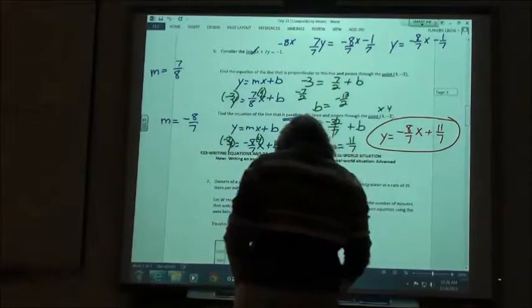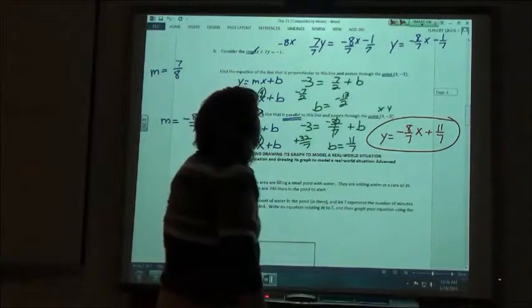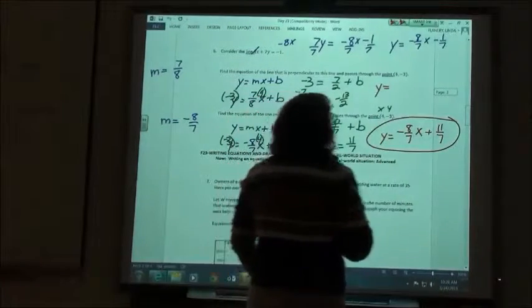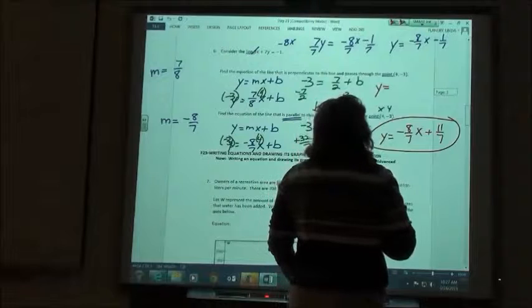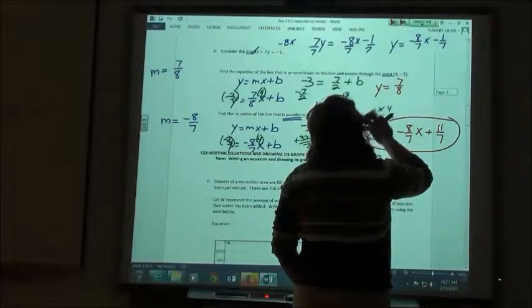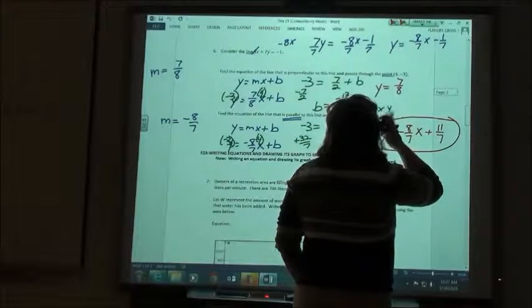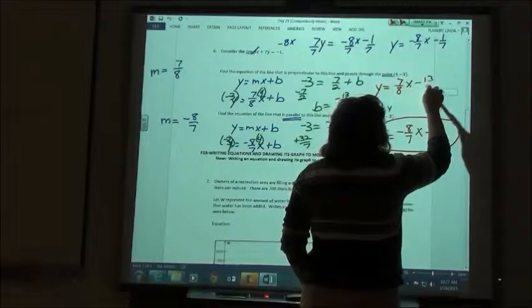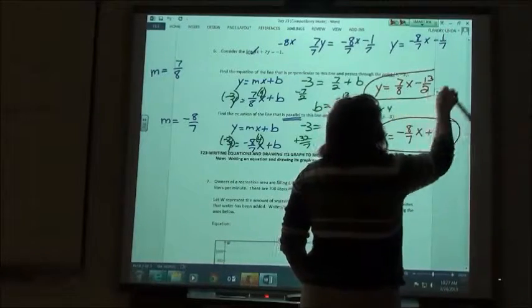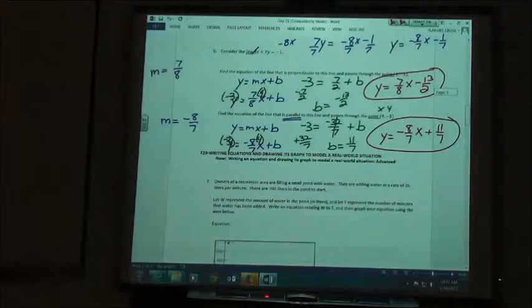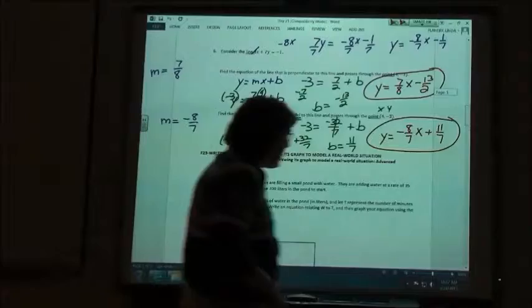So my equation then is going to be what? It's going to be y equals 7/8 minus 13 over 2. Now, what did you put behind your 7/8? Oh, x. So y equals 7/8 x minus 13/2. All right, those are long ones. If you get that far.